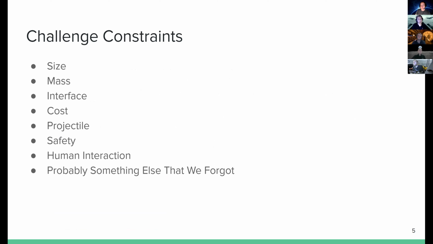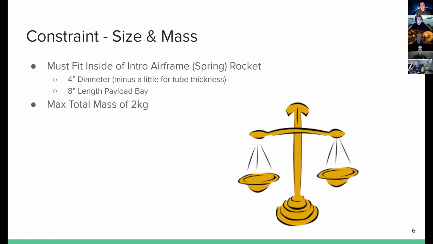So there's a bunch of constraints on the system. It's not a completely open book. These exist for a variety of reasons, and I'm going to touch on why and what these constraints are. So size, mass, interfaces, cost, the projectile itself, safety, human interaction, and then probably something else. And I'll touch on that in a bit. But this is everything we thought of now, but I admit that there might be some other things as well. So we'll start out with size and mass.